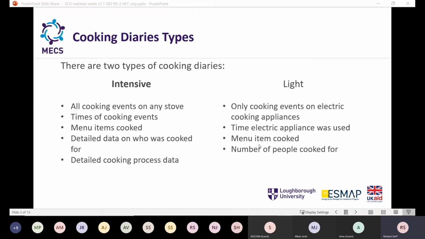The light version of the cooking diary is much simpler. The key difference is that it only records usage of the electric appliance that the study is interested in, not all the stoves a household has. The purpose is just to monitor usage of the electric cooking appliance or appliances if the study has multiple. It covers time of use, the menu item cooked, the number of people cooked for, and stops there in terms of detail. As we go through this webinar, I'll explain how these 2 types can be used in the same study at different times and why that might be useful.